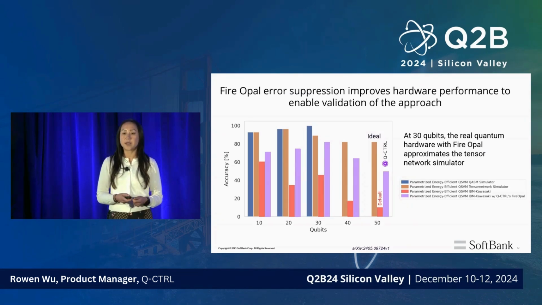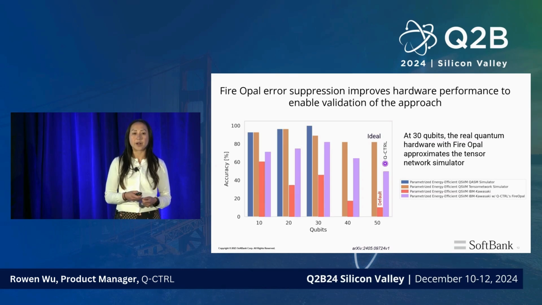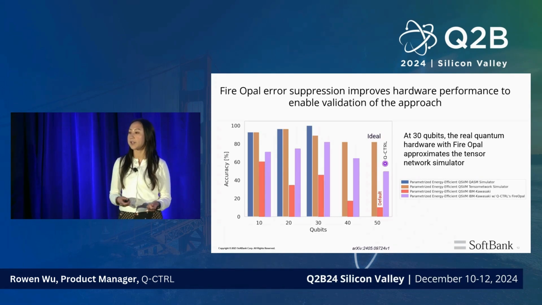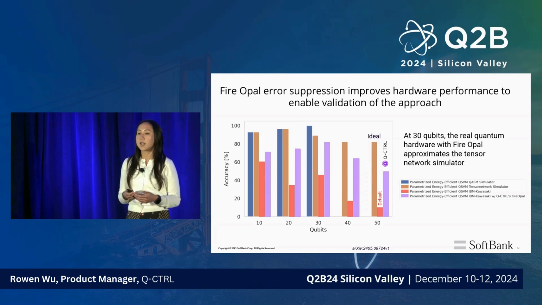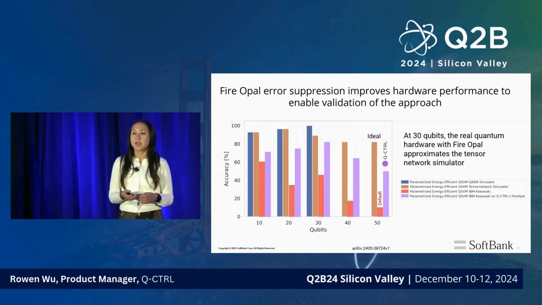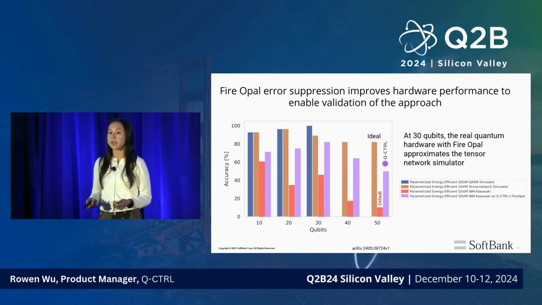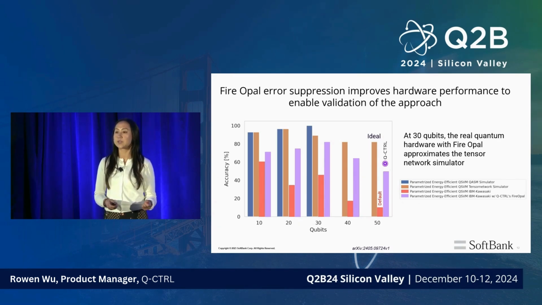And so next, they moved to validating this on real hardware, both using the Opal error suppression package as well as without the Opal error suppression package. And they compared these results to two different types of an ideal, one being a tensor network simulator and one being a typical state vector simulator. And so as you can see, the results using error suppression much more closely approximate the actual ideal values achieved using simulation.